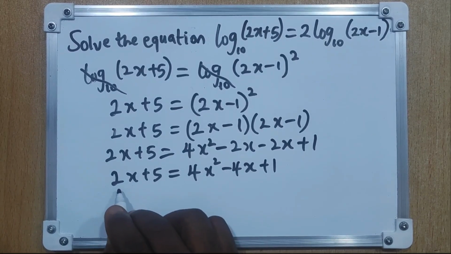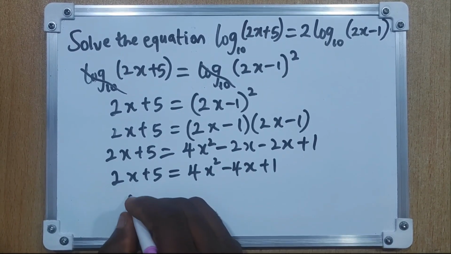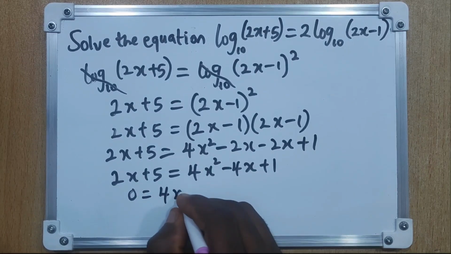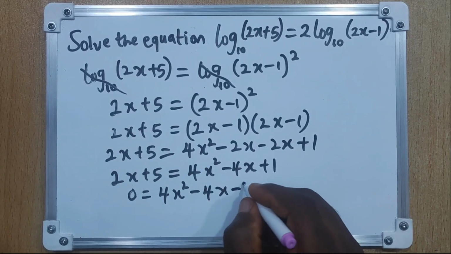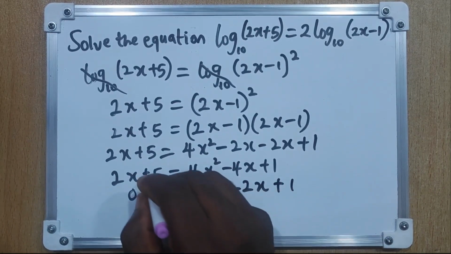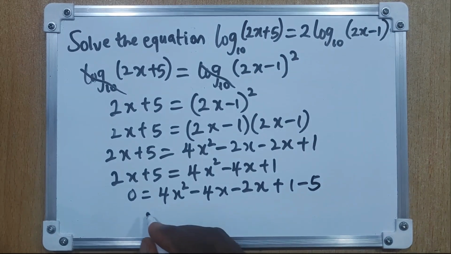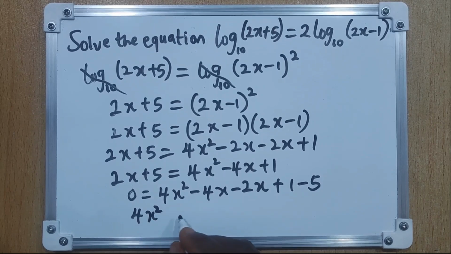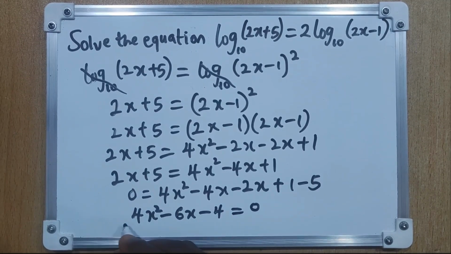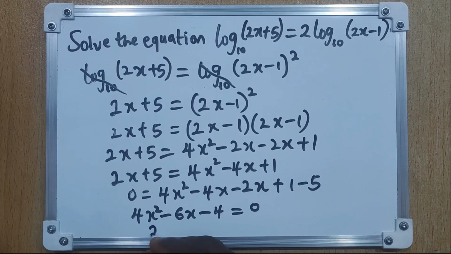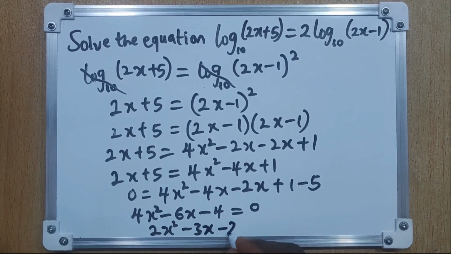Now, bringing everything over to the right hand side, this is going to be 0 equals 4x squared minus 4x. Bringing this 2x, it is going to be minus 2x plus 1. Then this is going to be minus 5. So I can say that this is 4x squared minus 6x minus 4 equals 0. If I reduce this to the lowest form, this is going to be 2x squared minus 3x minus 2 equal to 0.